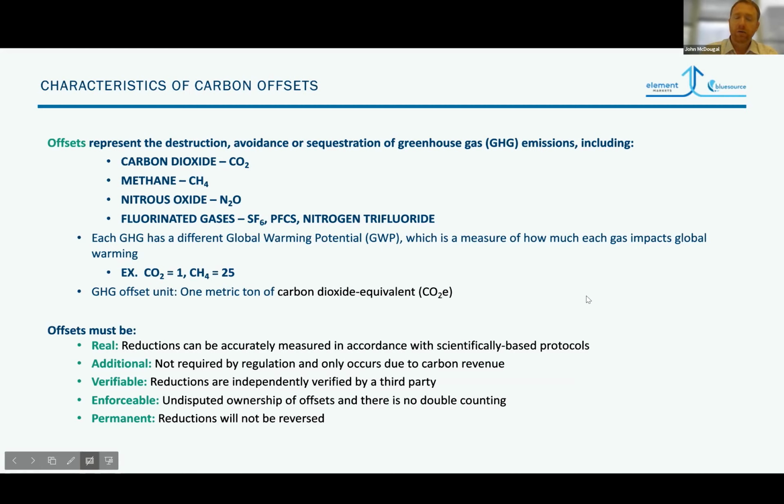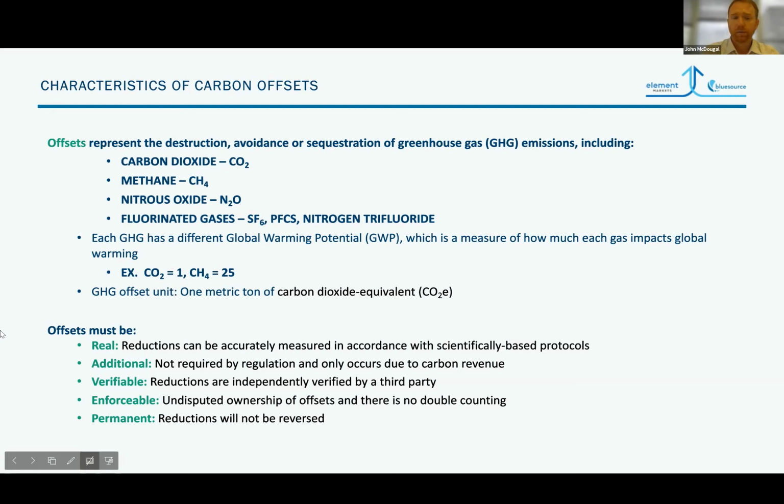When there is an offset that's created and generated, there needs to be clear title from the seller. And then when it's sold to a buyer, they're relinquishing or conveying that title to the buyer, and that claim for that reduction. So that seller can no longer claim that reduction and no other third party can either. That is very important and fundamental to all offset projects.